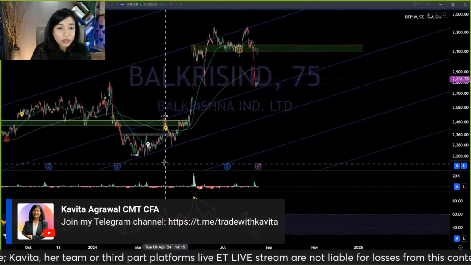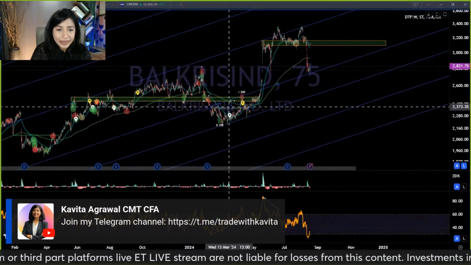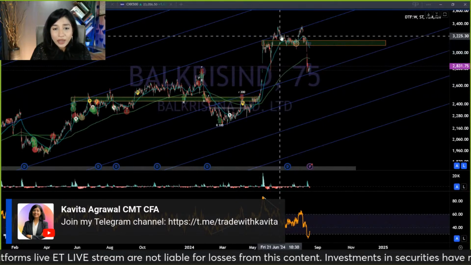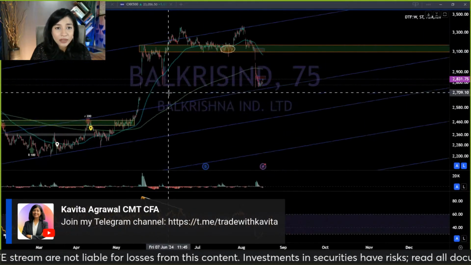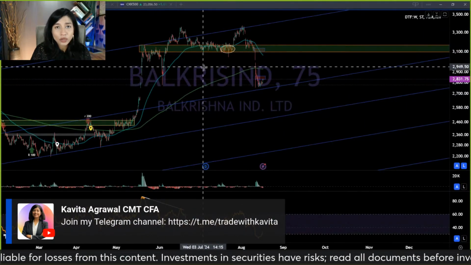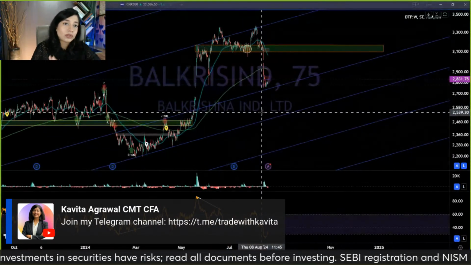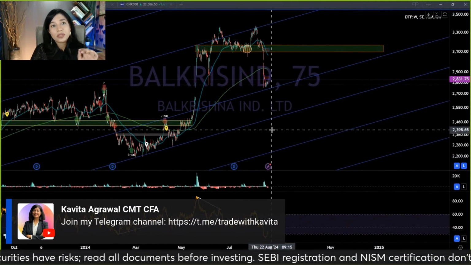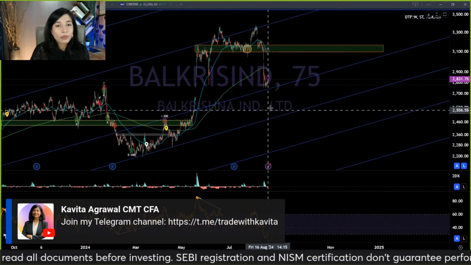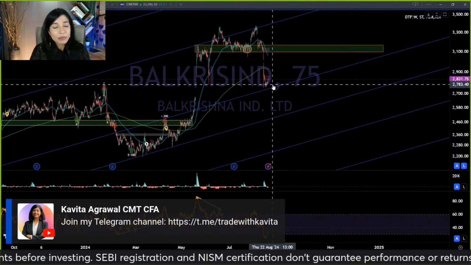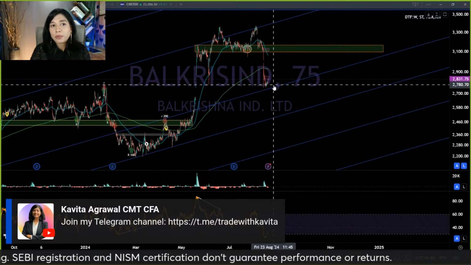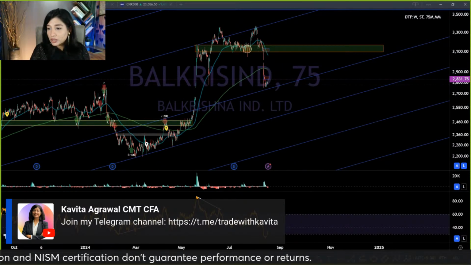And also this strong rally that you saw, the second or the later parts of the rallies did not see a lot of volume activity. So upside with low volume activity, downside with high volume activity equals stay cautious, not very bullish right now, maybe even bearish. So let's refrain from taking a fresh position in Bal Krishna Industries immediately.